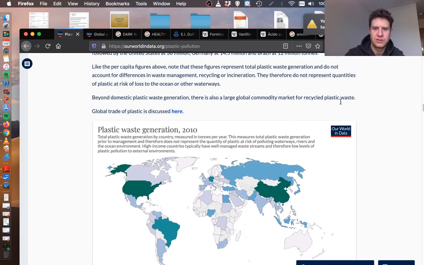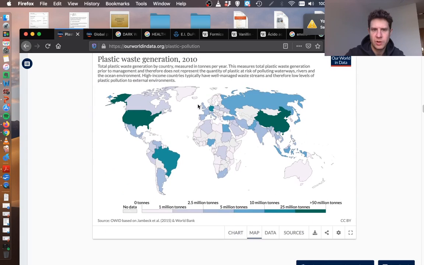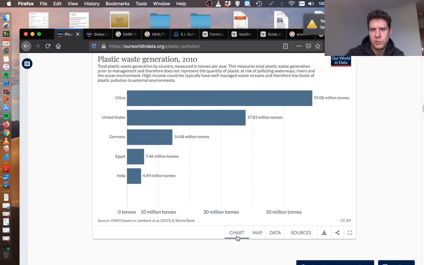Total plastic by country. But even though China is generating few kilos per person, a lot of the total is generated by China. Yes, a lot. Germany, a lot. United States, a lot. Brazil, a lot. Yes, the larger countries, of course, are the ones that generate more plastic. Yes, we have Germany, United States, China, Egypt, India.